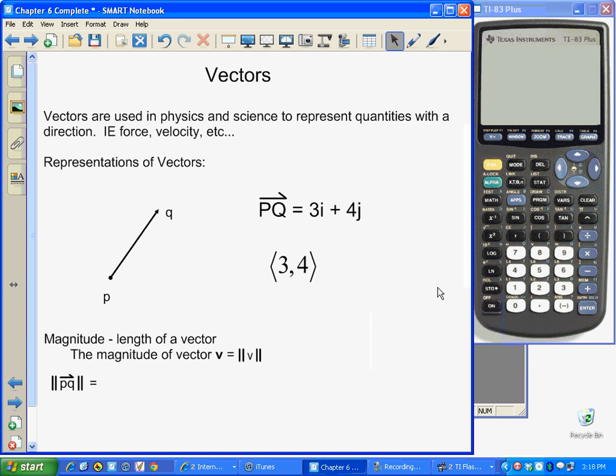Okay, this next section we're going to be using trigonometry as it's most commonly used for physics. Physics deals with vectors, which are either forces or velocities, things like that. Vectors represent a movement or a force. So it's not just a line, it's a direction with a magnitude.